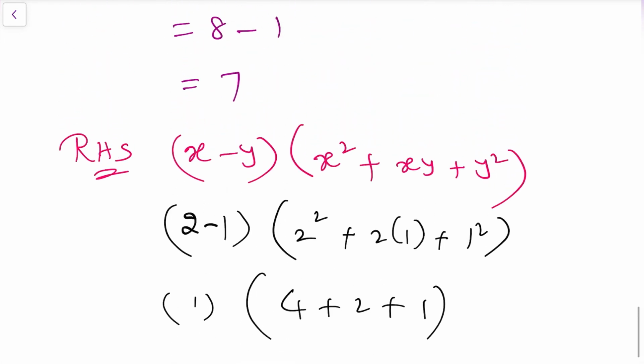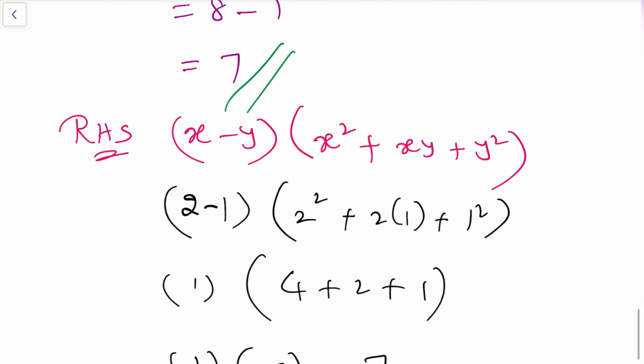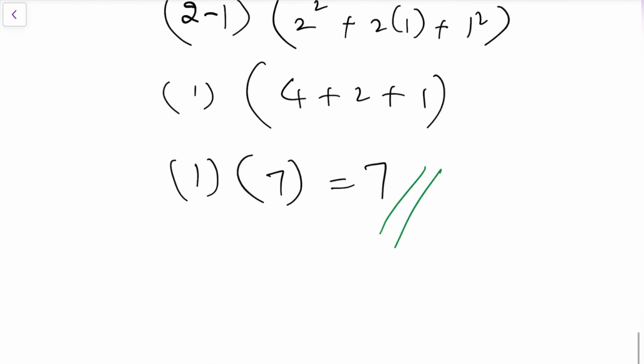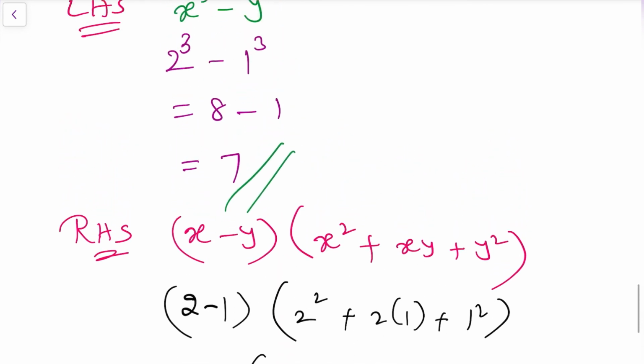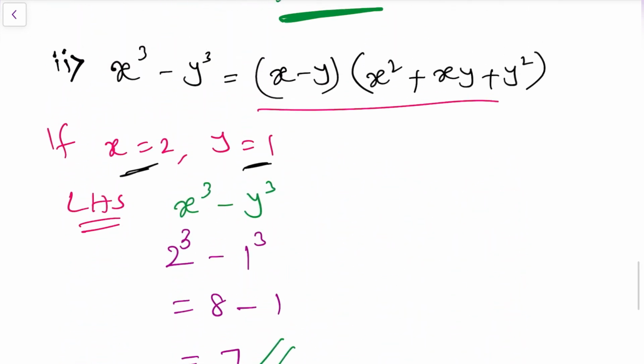If you observe the previous answer and this answer, LHS is 7, RHS also 7. So in this case also, instead of substituting 2 and 1, whatever number you substitute, LHS is always equal to RHS. So we can confirm that this is an identity. This is actually one more formula: x cube minus y cube is equal to x minus y into x square plus xy plus y square.